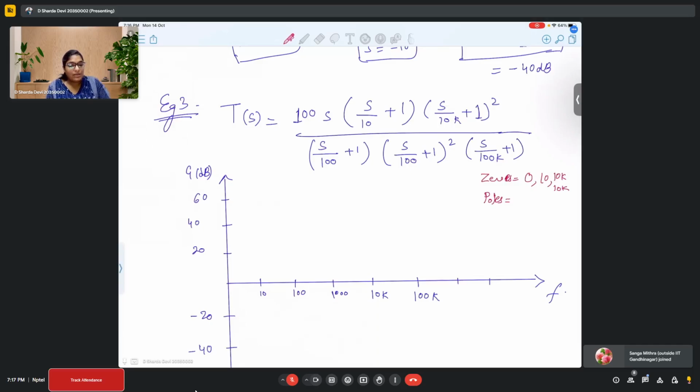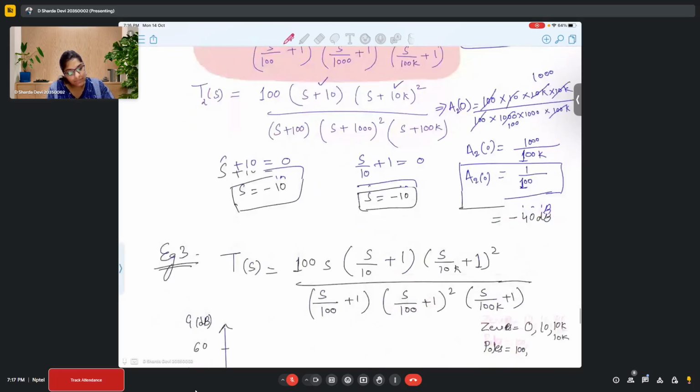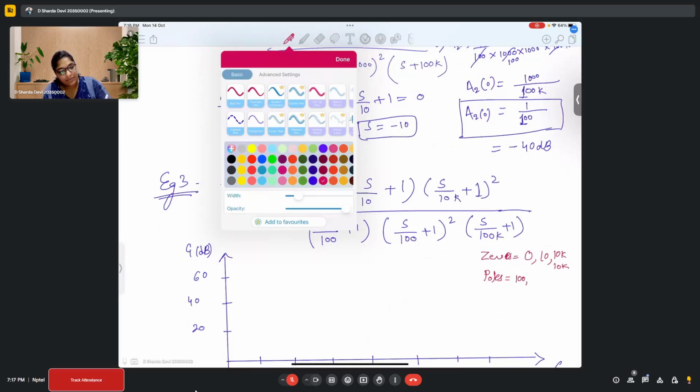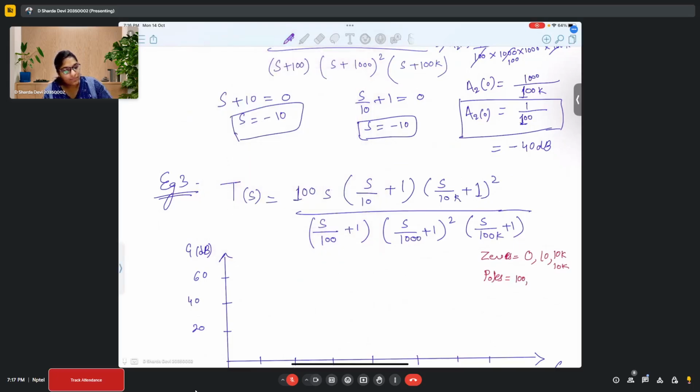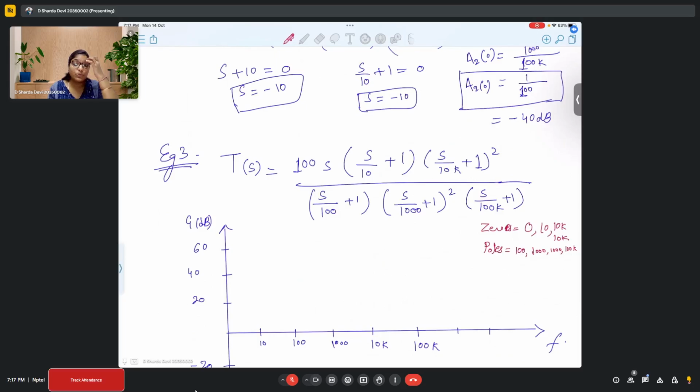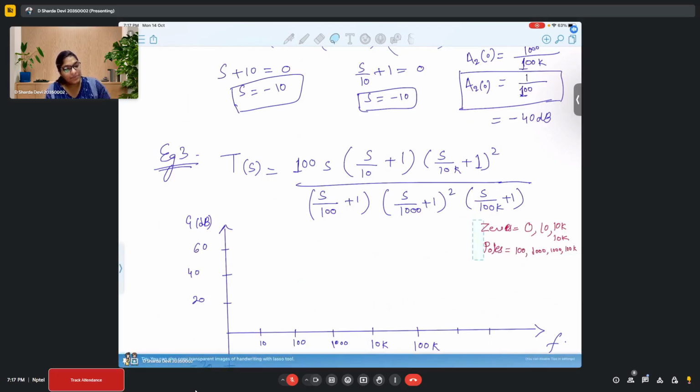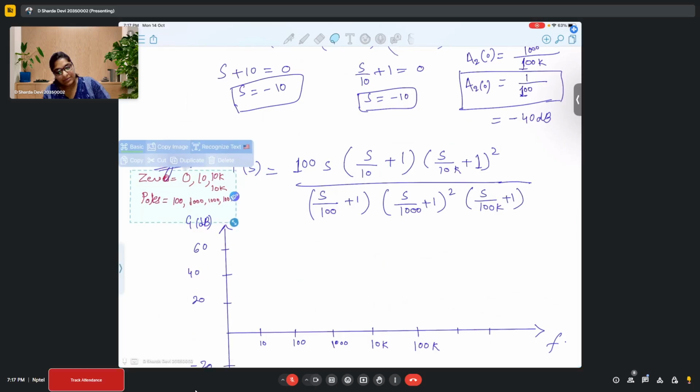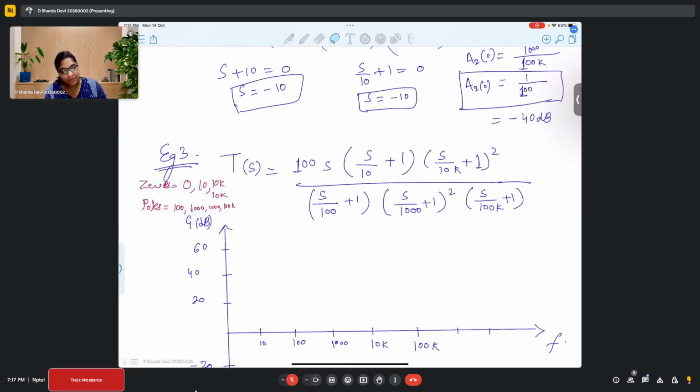So similarly, what about poles? 100. This is repeating the second one. So that is here 1000. 1000, right? Then 1000, and then 100K. 4 poles. So you have a four zero and four pole system, correct? Yes. Now, with this information, let us begin drawing the pole zero diagram.